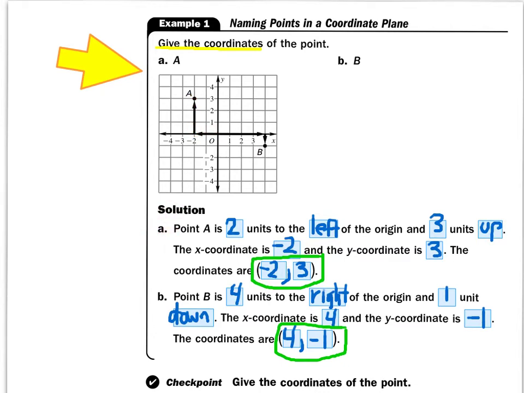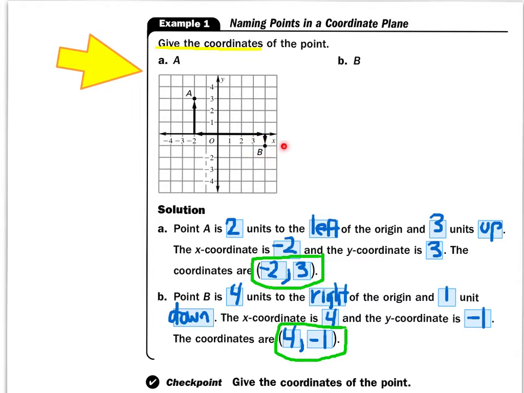So if you take a look here, point A is 2 units to the left of the origin and 3 units up. So the x-coordinate, because we went to the left, is -2, and the y-coordinate, because we went up, is +3. So the way we'd write that is (-2, +3). And notice how I have parentheses around the numbers, and they're separated by a comma.